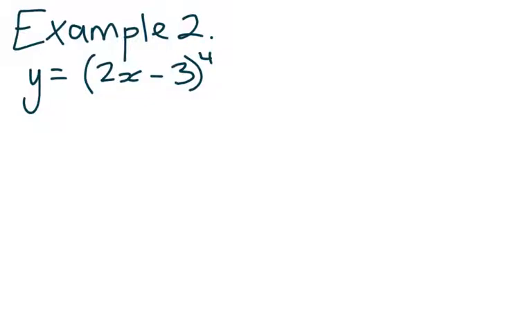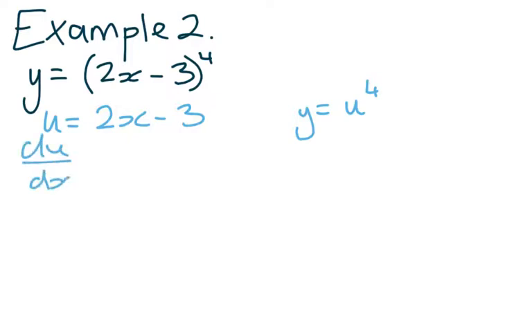So what we're going to do first is define our u and y function. So we've got u is the inside function, which is 2x take 3. And then our y function would be u to the power of 4. So then I do du by dx. I do the derivative of the first one there, which is 2. And then I do dy by du, which gives us 4u to the power of 3.